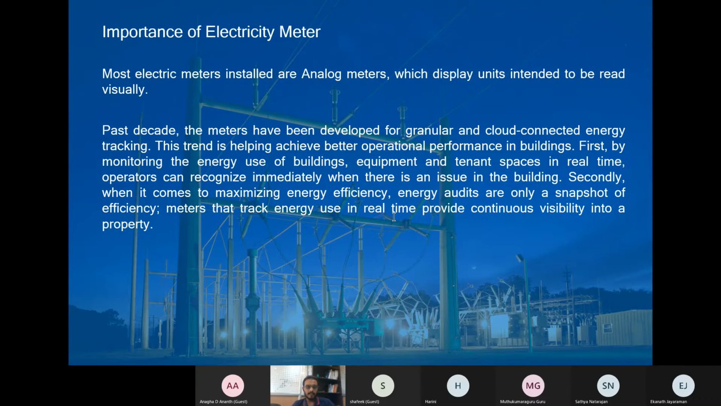First, by monitoring the energy use of the building. Second, at the equipment level and in the tenant spaces in real time. Operators can recognize immediately when there is an issue in the building. Secondly, when it comes to maximizing energy efficiency, energy audits are only a snapshot of energy efficiency. Meters that track energy use in real time provide continuous visibility in a property.